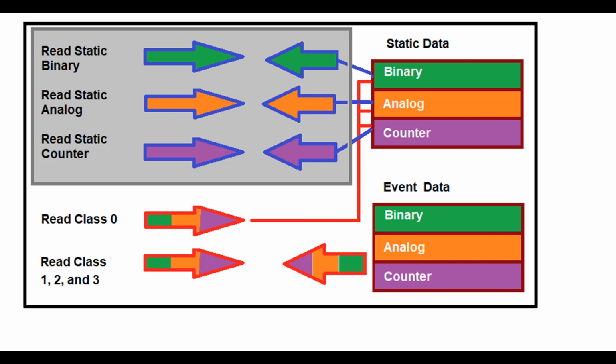Remember, we talked about four classes. Class 0 contains the static, current values, and states of all input points. Classes 1, 2, and 3, as a combined set, contain all events. The master can get the static data for all points by issuing a read for class 0 data. All events can be obtained by reading classes 1, 2, and 3.